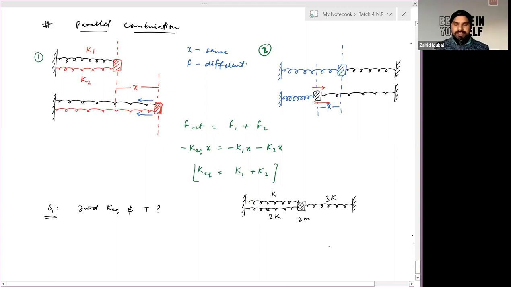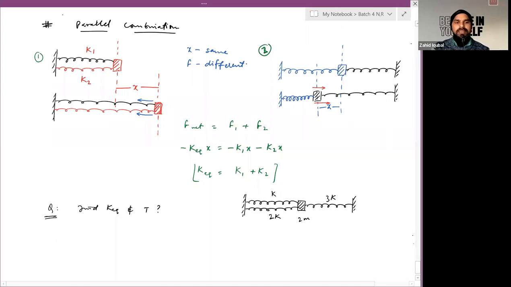Using the above concept, try to find the combination of these different springs, then calculate k equivalent, and then the time period.